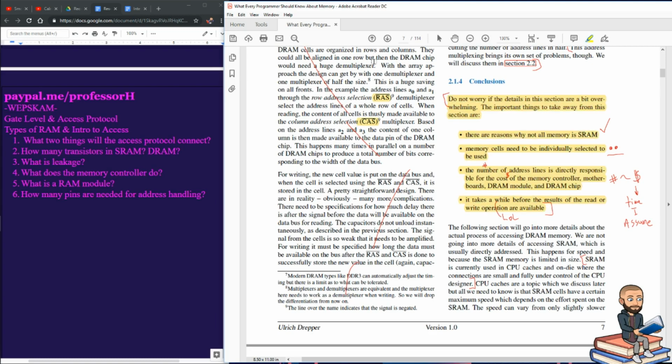So that was a bunch of DRAM stuff, which there's reasons we're using that instead of SRAM, even though SRAM's faster. He says SRAM is currently used as CPU caches and on die where the connections are small and fully under control of the CPU designer. So a very wise man on Stack Overflow once helped me understand registers better. They're not just pins, they're pins connected to SRAM.